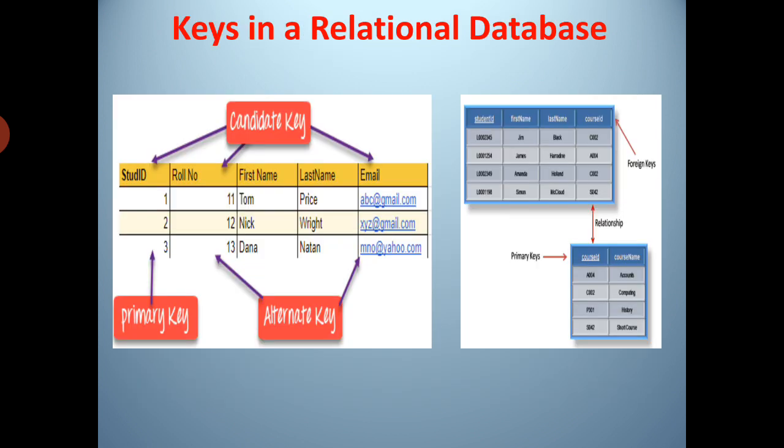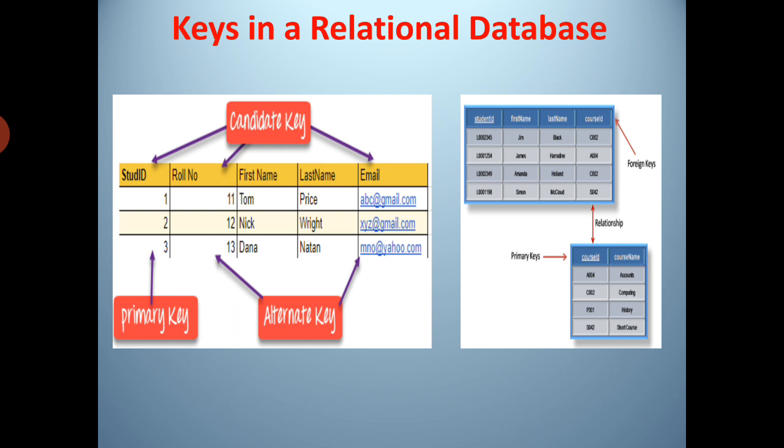Now let me introduce you to keys in a relational database. There are various keys used in a relational database. These keys are candidate key. A relation can have one or more attributes that take unique values. Any of these attributes can be used to uniquely identify the tuples in the relation. Such attributes are called candidate keys, as each of them is a candidate for the primary key.